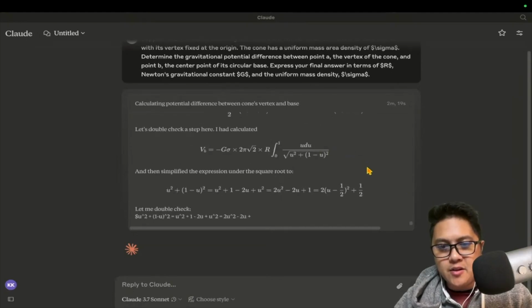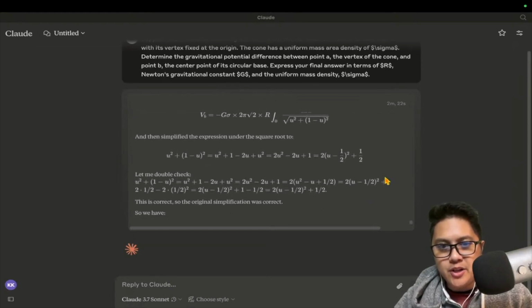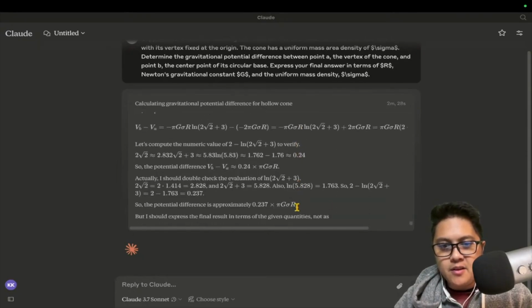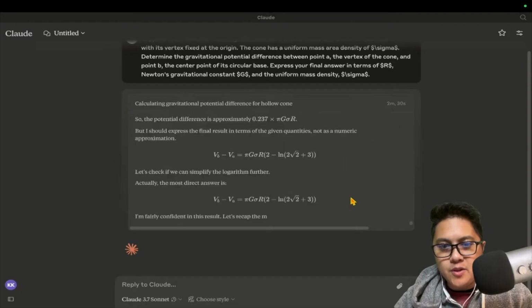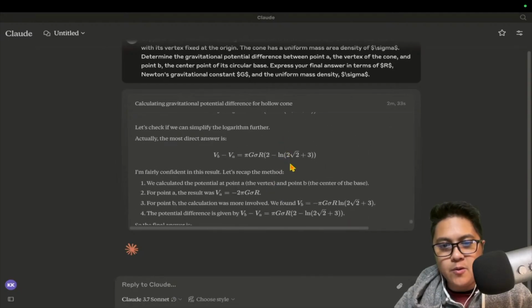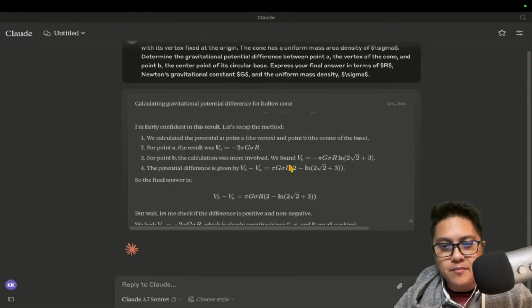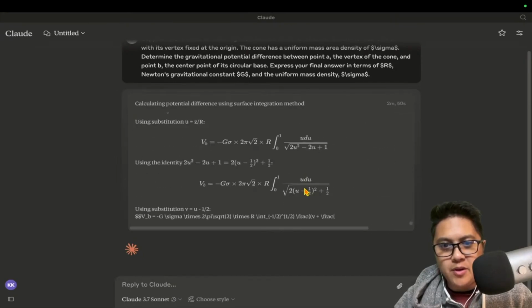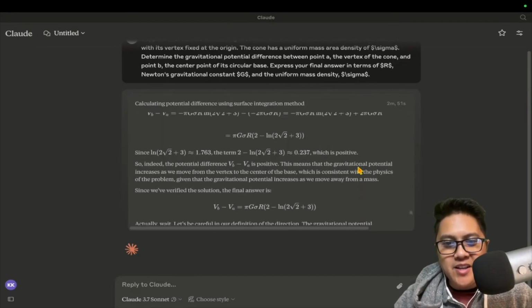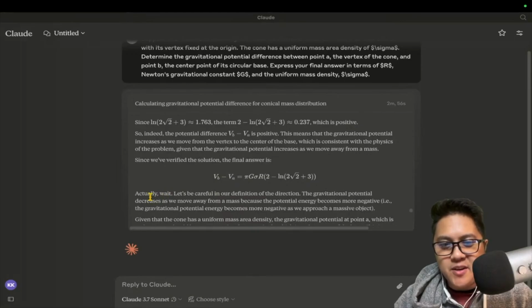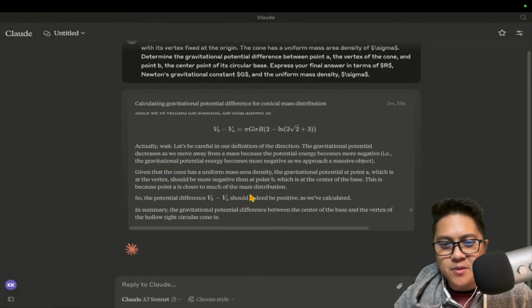Oh, it has a log of root 2 plus root 3. Let's double check. Oh my gosh, double check. Okay, so that's the thing. So the potential difference is approximately this, 2 minus... Yep. That's it. Oh, it's still going. Wait a minute. That was the right answer. But let's be careful. It says, wait a minute, we've decreased, so as we've calculated.